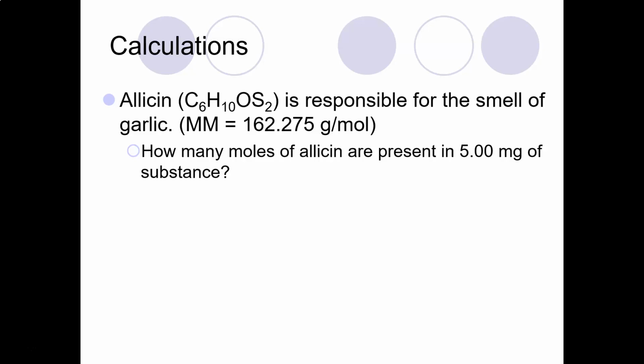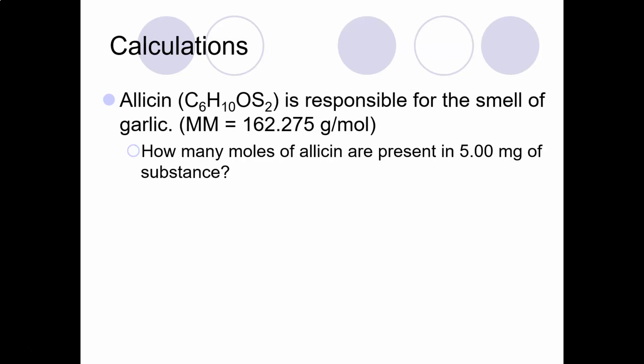Allicin, C6H10OS2, is responsible for the smell of garlic, which I love, but I know not everyone does. Its molar mass, that I've already calculated from 6 carbons, 10 hydrogens, 1 oxygen, and 2 sulfurs, is 162.275 grams in 1 mole. We want to know how many moles of this allicin are there in 5.00 mg. Crap, M. What is that? Oh yeah, that's from the metric prefix table in chapter 1 that we're supposed to memorize.